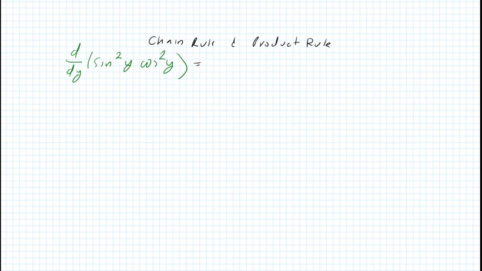Let's compute. Because we have a product of two functions here, we're going to compute both derivatives, for the sine square y and cos square y. So let's do that separately. First, dy of sine square y.